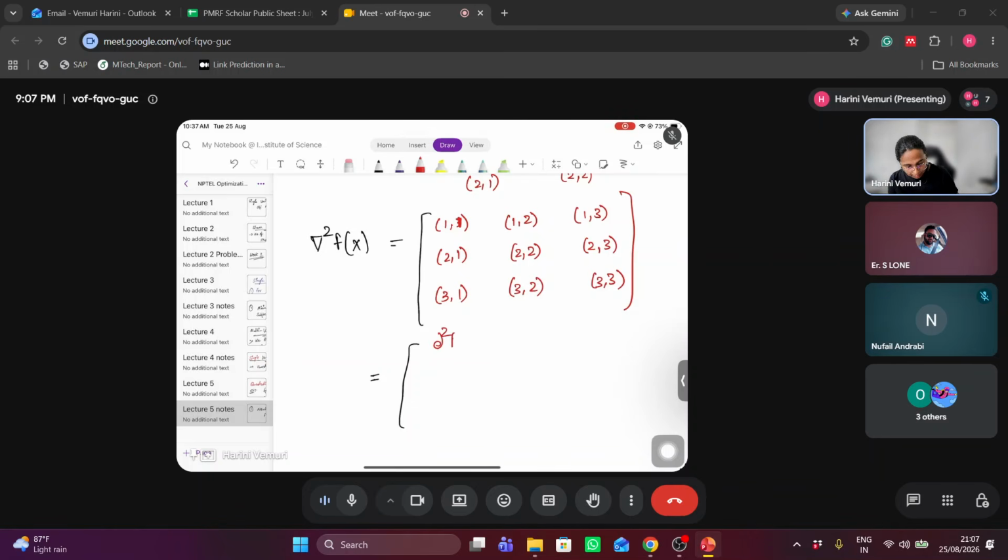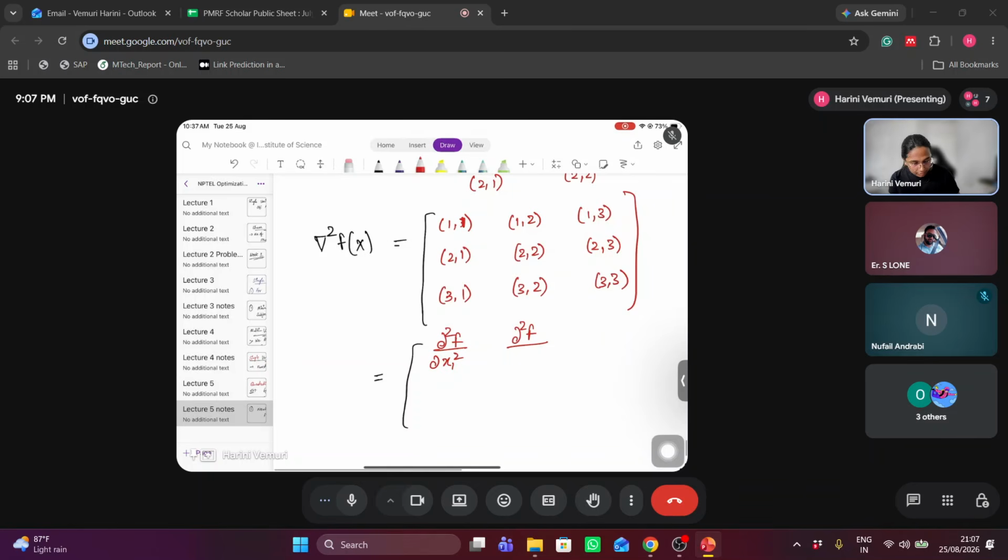So dou square f by dou, it is the 1 comma 1 cell, right? Dou x1, dou x1 will be dou x1 square. Next we have 1 comma 2. So dou x1, x2. Okay. 1 comma 2. Then it is dou square f by dou x1, x3.